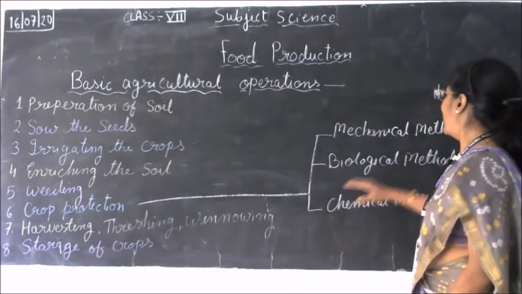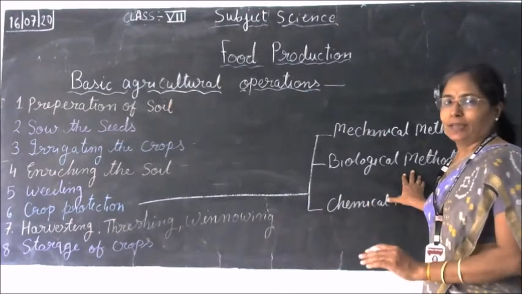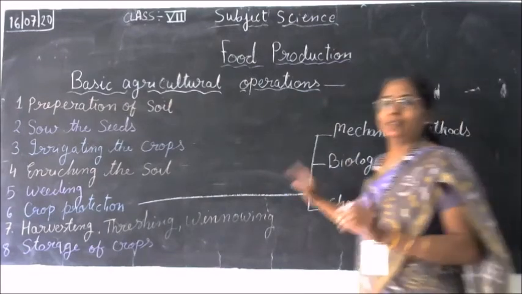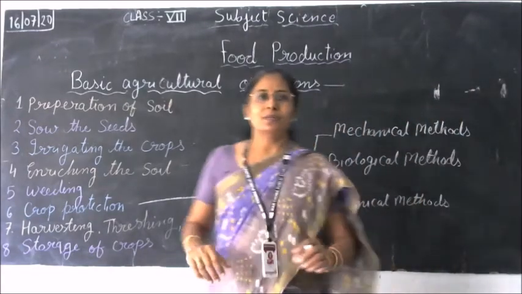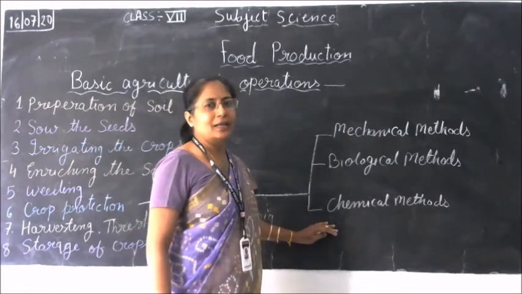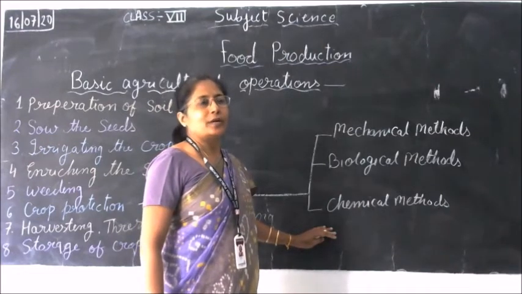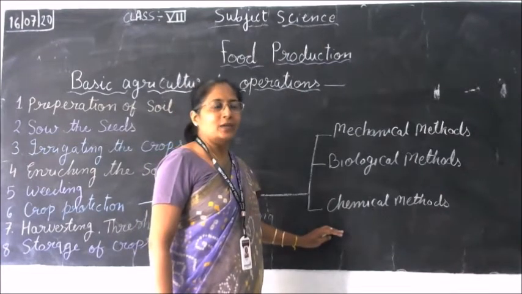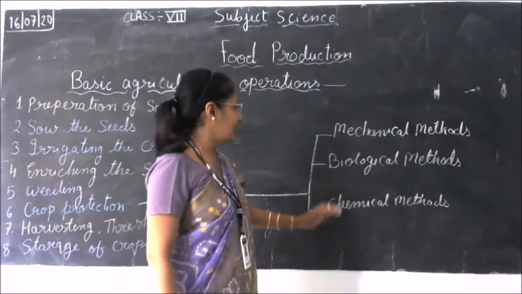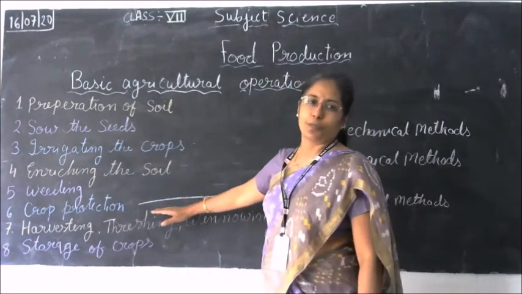Sometimes they use the biological method. They grow different crops together so as not to spread the insects and worms in the crop. Last is the chemical method. They spray some chemicals on the crops to protect them from many kinds of bacteria and viruses. Right? So these are the methods for crop protection.